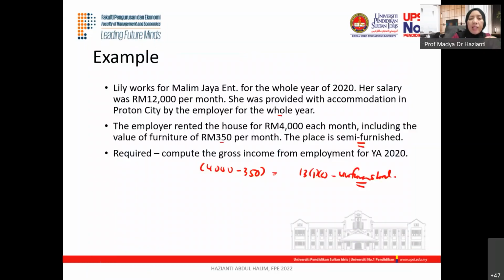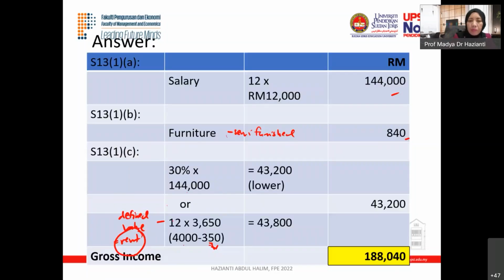Sekarang ni dia bagi kita pula kat sini kan. To get your life complicated, value of furniture 350 per month. So, dapatlah 3,650 times 12. Kita nak figure untuk setahun bukan sebulan, setahun. So, that will give us 43,800. But remember, when we compare, we want the lower figure. So, 43,200. Bawa ke sini, totalkan, 188,040. Inilah Lily's gross income which is subject to tax. Boleh?